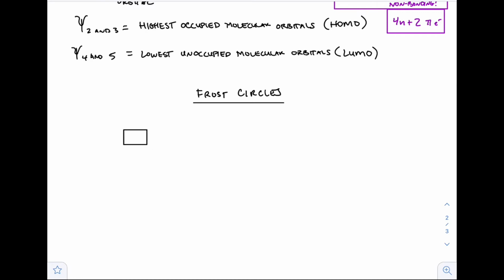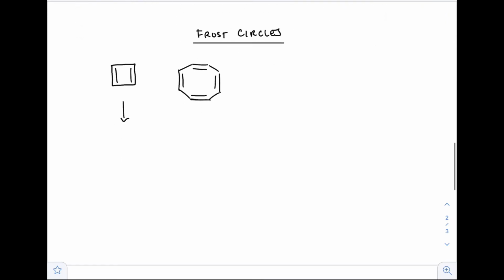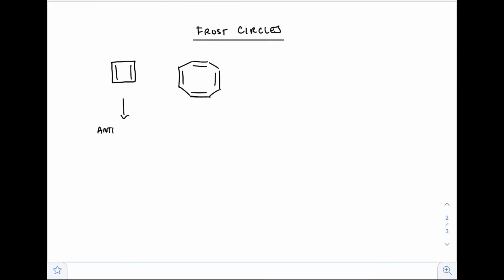So let's say we have, I'm trying to draw a square right now, and my iPad wants me to draw a rectangle, so I'll draw this poor square. Cyclobutadiene. And then we have cyclooctatetraene, okay? It's like a stop sign, right, with 4 bonds, or 4 pi bonds.